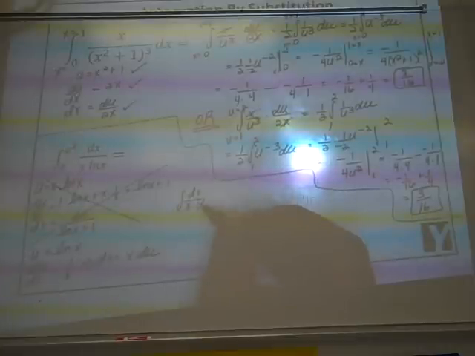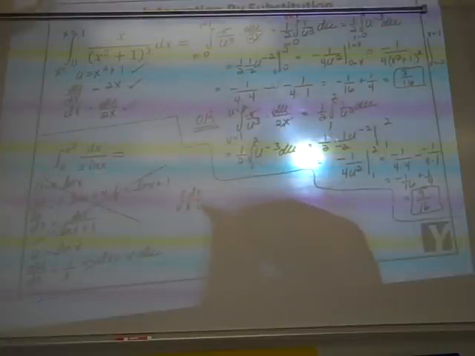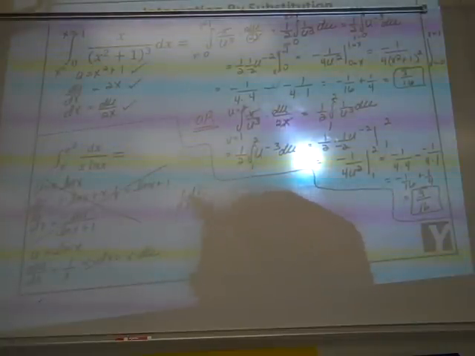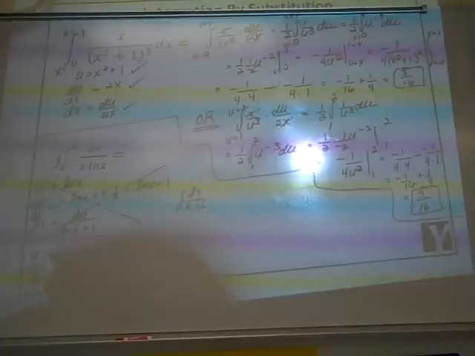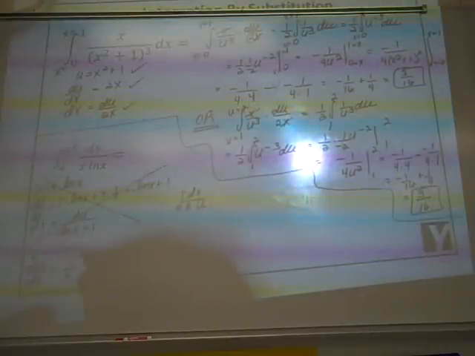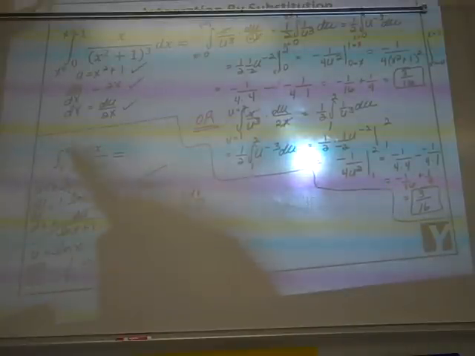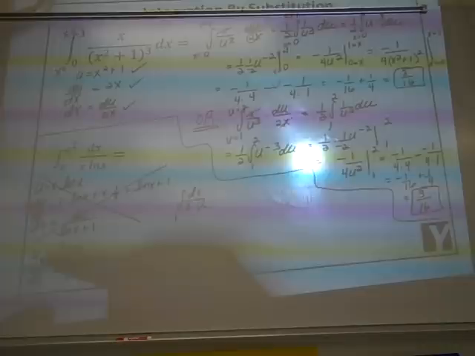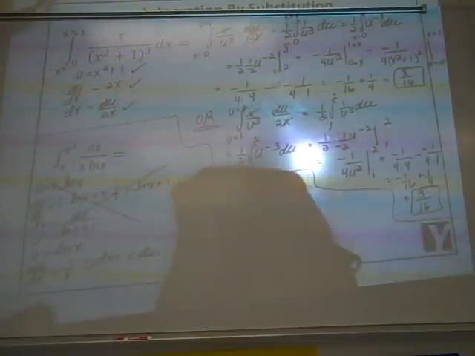Because I'm in the process of rewriting my integrand in terms of u, I change my limits of integration. If x is equal to e, then u is the natural log of e. The natural log of e is 1. My upper limit, x equals e squared. When I do that down here, I get u equals the natural log of e squared. The natural log of e squared is 2.